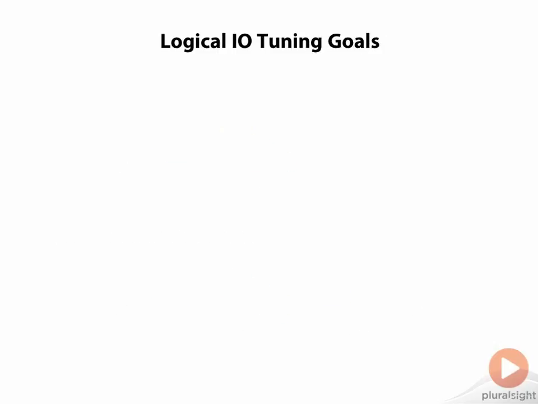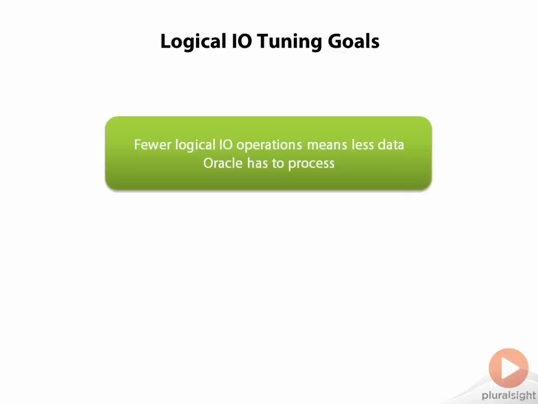Now that we are straight on terms, what does all this mean in terms of tuning our SQL statements? What we really want to look at is the number of logical IOs or consistent gets that our statement is performing, and as we tune our statement, we want to see this number go down. Reducing the number of logical IOs means that we are reducing the amount of data that Oracle needs to process in order to process our SQL statement.